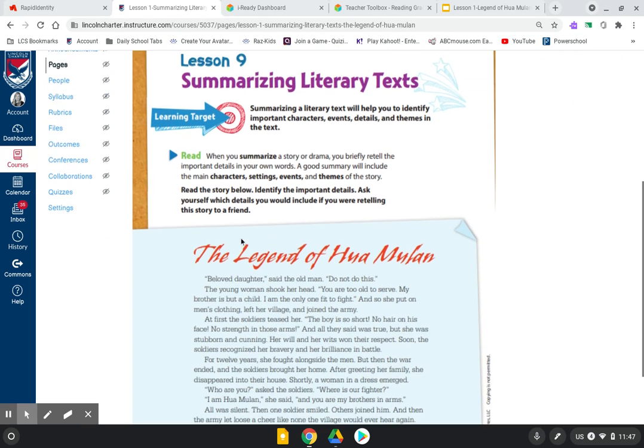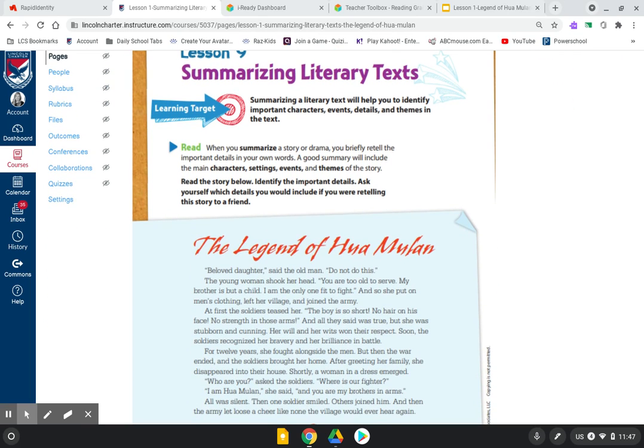Before we begin, I want you to think about some other stories that you have read or you have heard. For example, Little Red Riding Hood is another well-known tale. Think about what you already know about Little Red Riding Hood. Think about the characters, the setting, and what actually happens. Also, think about the theme or the lesson that you can learn from that short story or that tale.